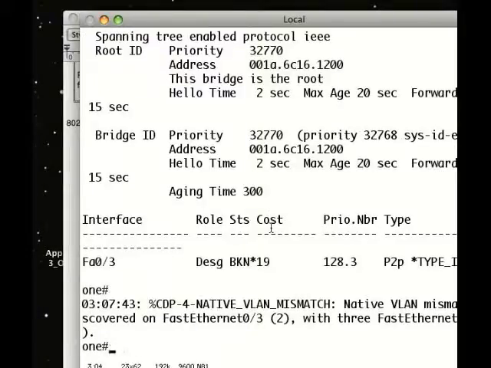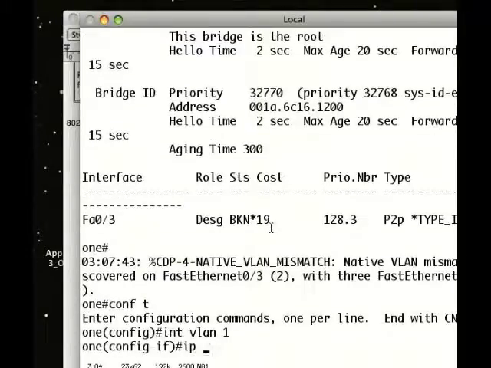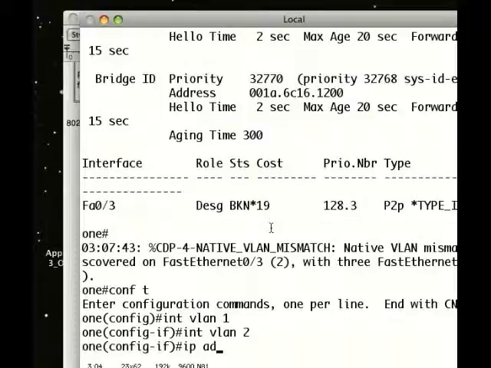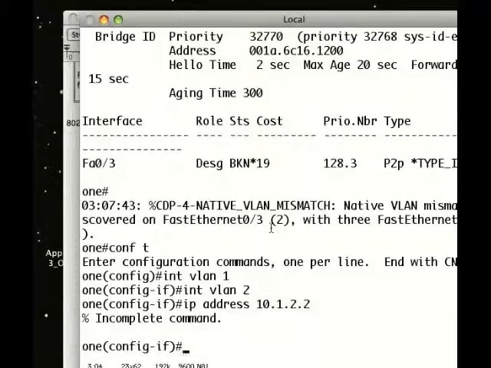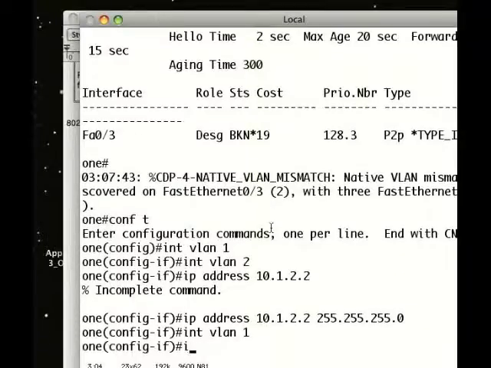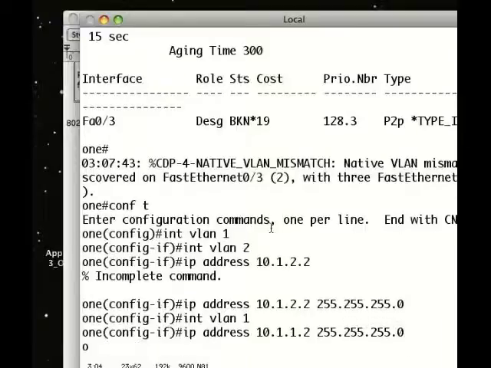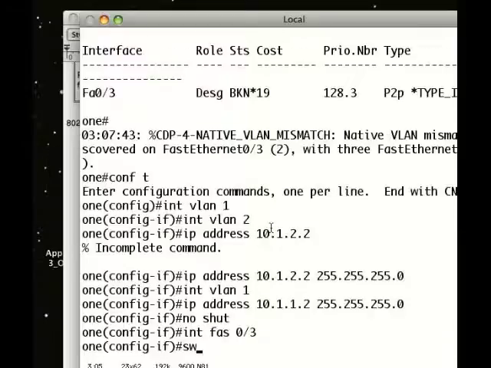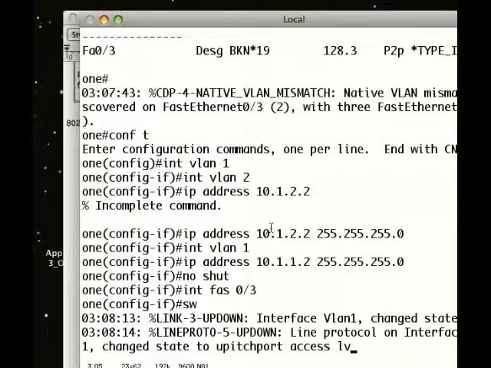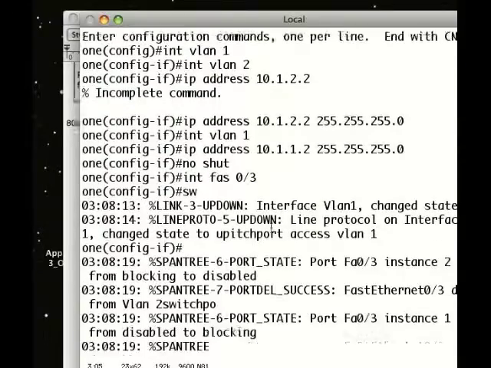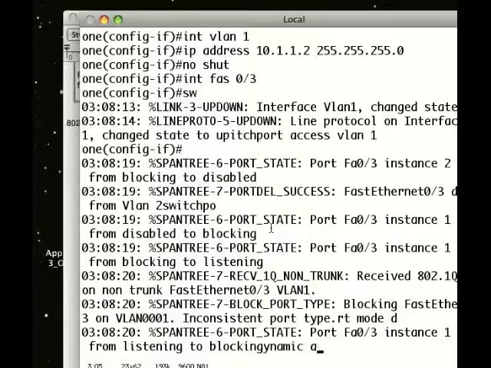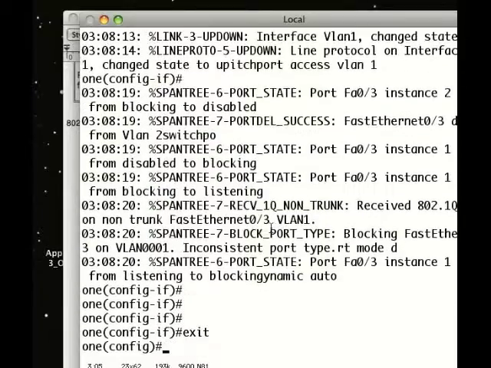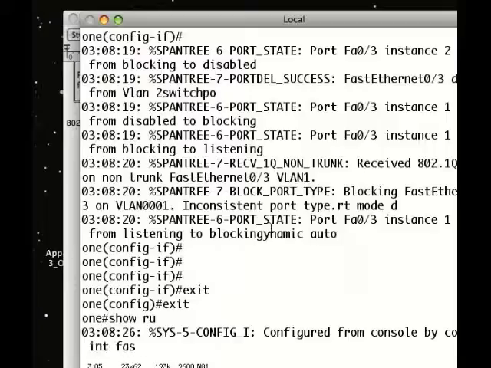So conf t, int VLAN 2, IP address 10.1.2.2 255.255.255.0. Int VLAN 1, IP address 10.1.1.2 255.255.255.0, no shut. Int fast 0/3, switchport access VLAN 1, switchport mode dynamic auto. Show run int fast 0/3.